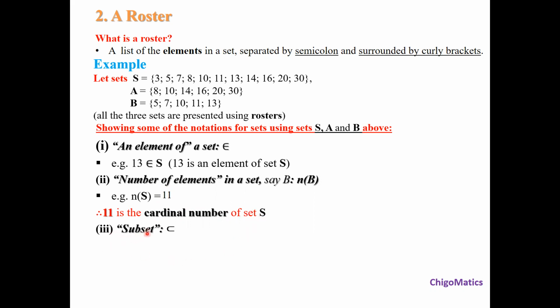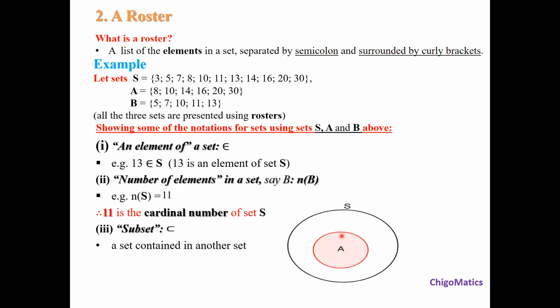Let's go on to number 3, subset. This is the sign we use to indicate a subset. As you see it, we are saying a set is contained in another set. When you say a set is a subset of another set, we are saying that set is contained in the other set. As a good example, look at the elements in A: 8, 10, 14, 16, 20, and 30. They are all in S. So that means A is contained in S, and in a diagram, you simply put that circle, then A inside.